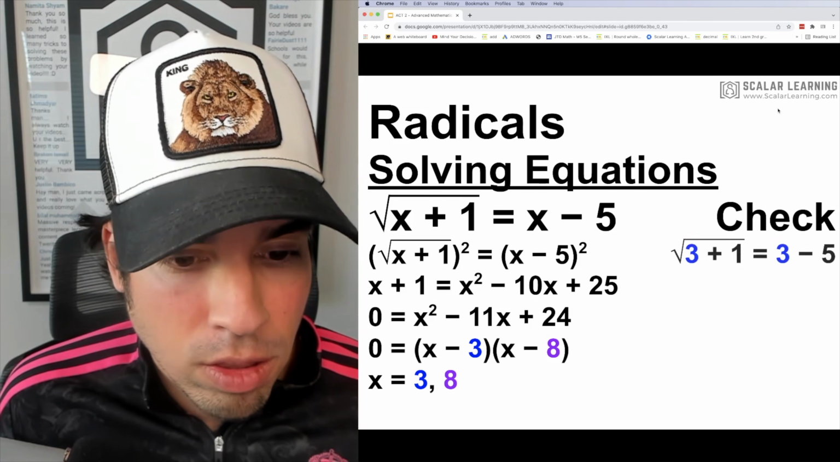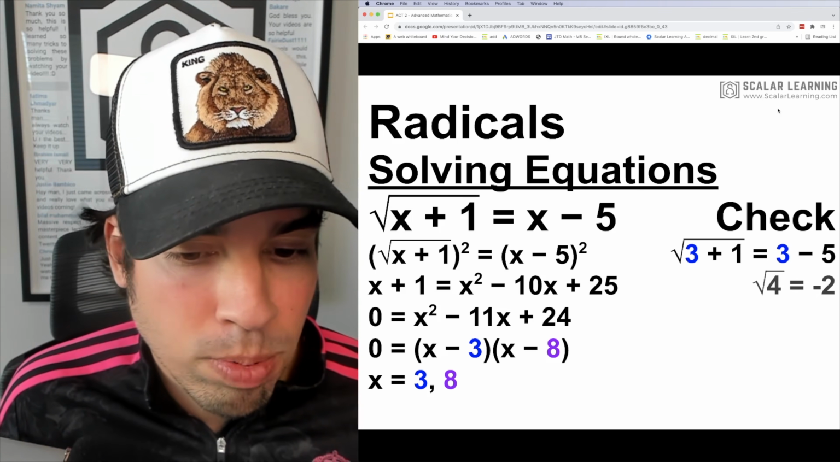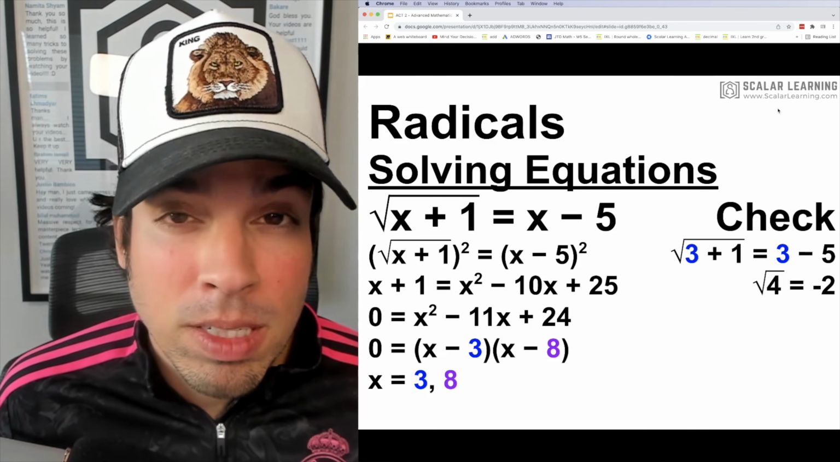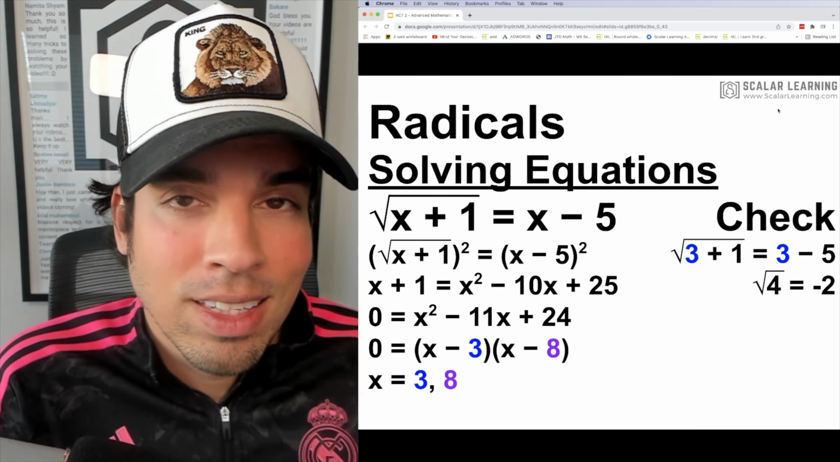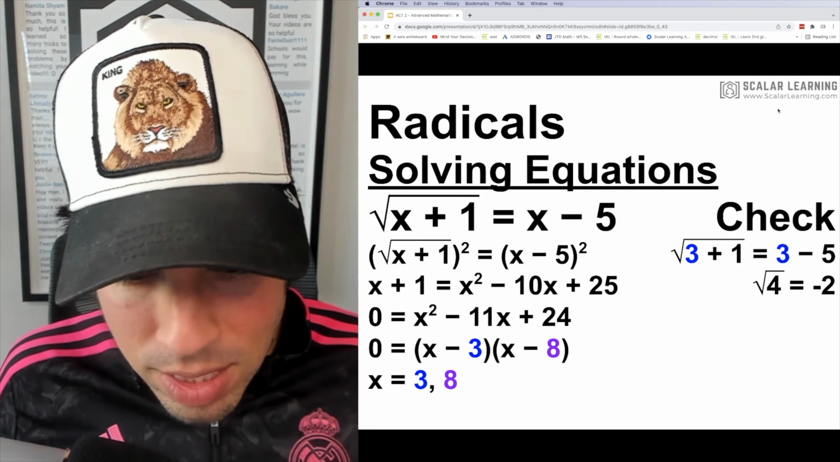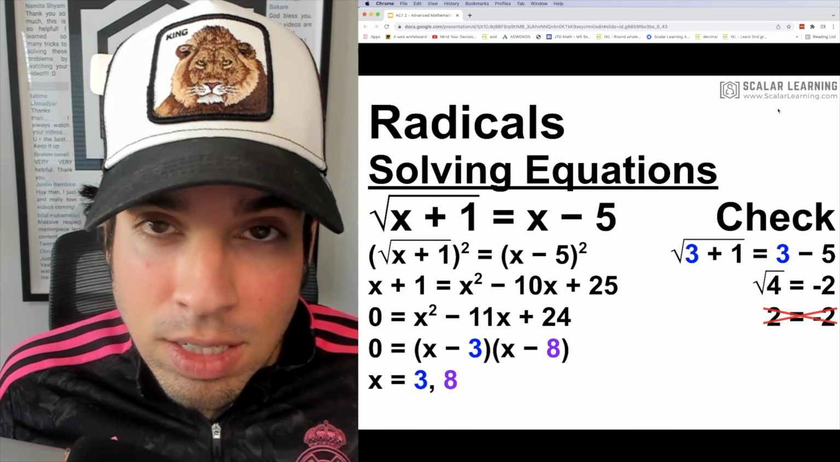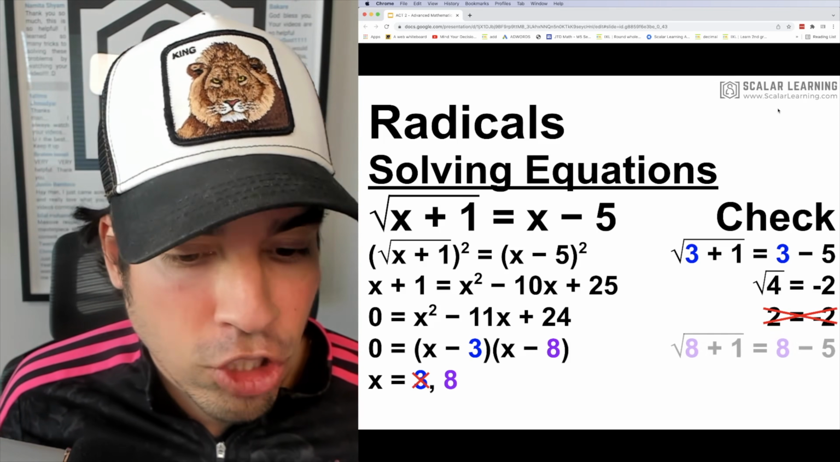So first, if I plug in 3, I get the square root of 3 plus 1 equals 3 minus 5. Square root of 3 plus 1 is square root of 4. And on the right, we get negative 2. Now, you might be saying, well, wait a minute. Square root of 4 can be both positive and negative 2. But again, in this situation, we're only looking at the positive square root. So this, in fact, gives us 2 equals negative 2, which is obviously not correct, which means that 3 is not a viable solution. Now we have to check with 8.